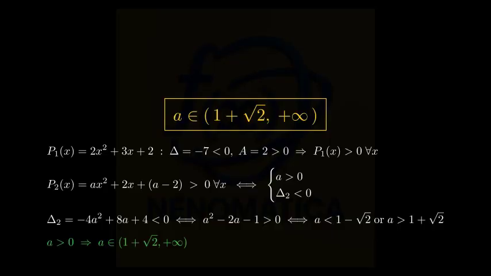Recap. The denominator 2x squared plus 3x plus 2 is always positive because its discriminant is negative and the leading coefficient is positive. Therefore, the numerator must be always positive. That requires a greater than 0 and the discriminant of ax squared plus 2x plus a minus 2 to be negative. Solving the resulting inequality yields a less than 1 minus square root of 2 or a greater than 1 plus square root of 2. Intersecting with a greater than 0 leaves only a greater than 1 plus square root of 2.